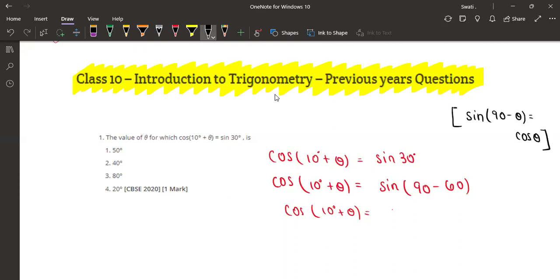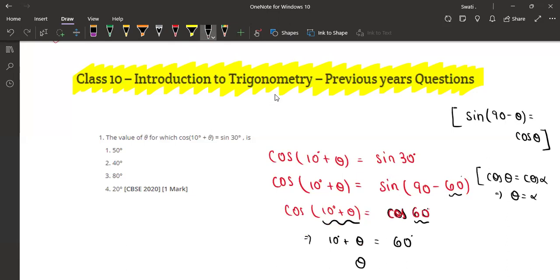Using this formula, this will become cos theta, where theta is here 60, since it is 90 minus theta. So this will become cos 60. Now there is another formula that we are going to use: if cos theta is equal to cos alpha, this implies theta is equal to alpha. Here theta is the complete angle, which is 10 degrees plus theta, and alpha is 60. So this implies 10 degrees plus theta is equal to 60 degrees.